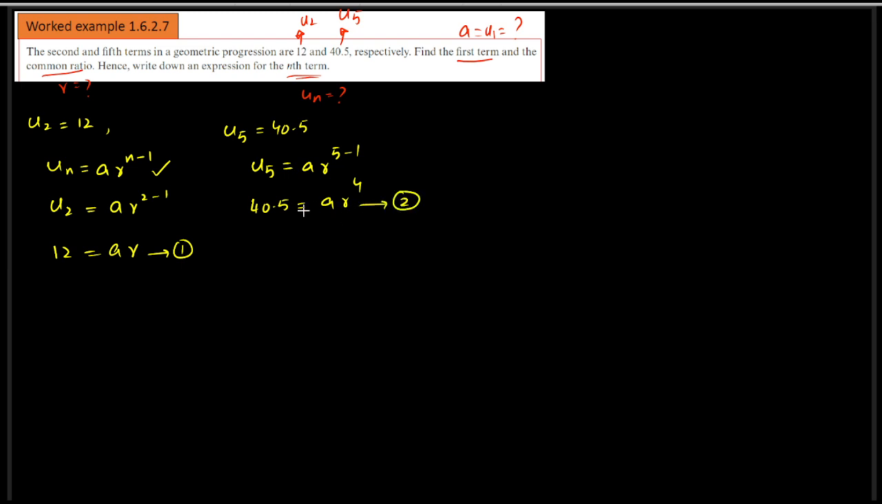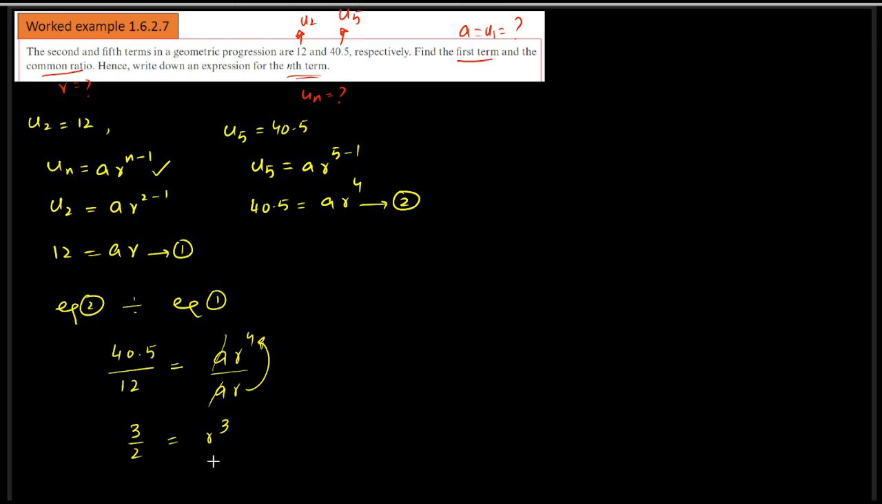Now to find r, if we divide both equations, equation 2 divided by equation 1, then we will get the value of r. So the left side is 40.5 divided by 12 equals a r power 4 divided by a r. Dividing both equations, a cancels with a. So we are left with 40.5 divided by 12. Use your calculator. This is 3 over 2 equals r cube. We subtract power 1 from 4, so it's r cube.